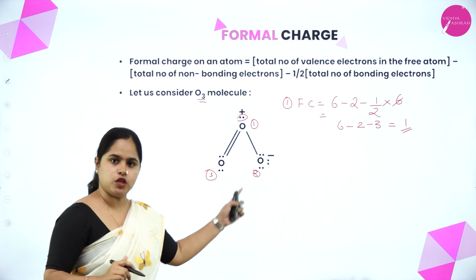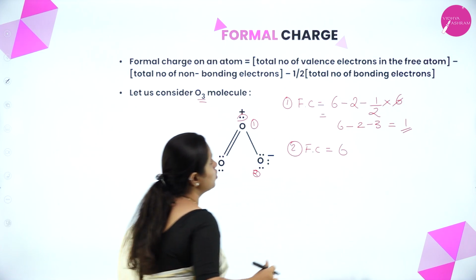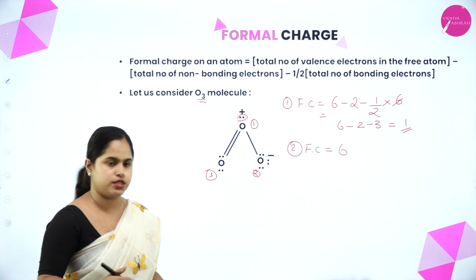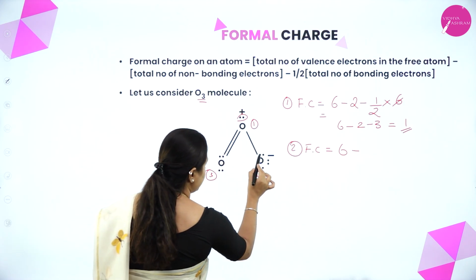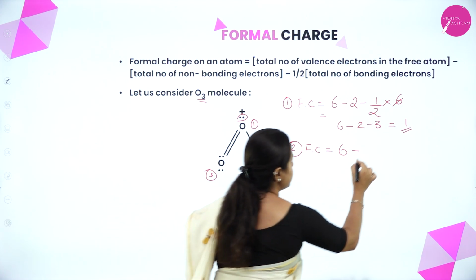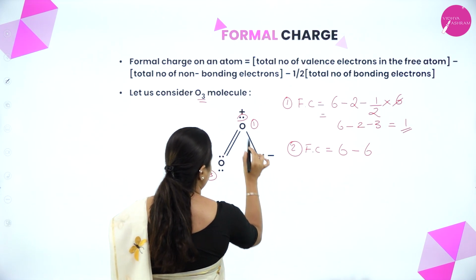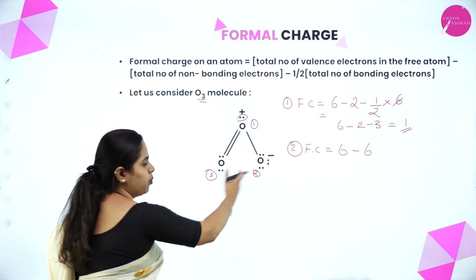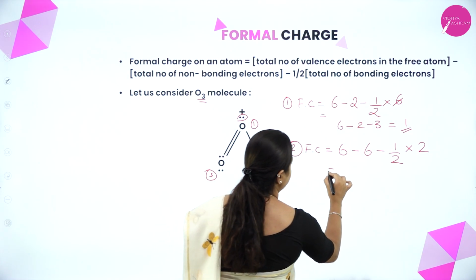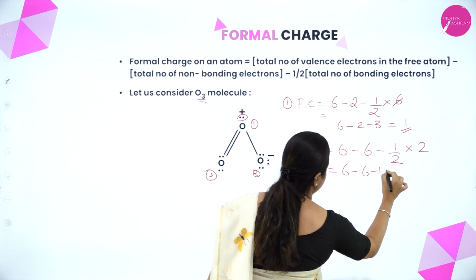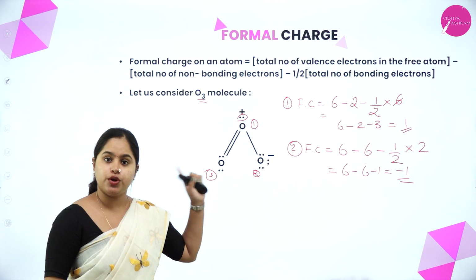Clear? Now what about this oxygen atom? We are moving to the second oxygen atom. The formal charge is equal to the total number of valence electrons in the free atom, which here is also 6, minus the total number of non-bonding electrons. As you can see, 1, 2, 3, 4, 5, 6 non-bonding electrons, that is lone pairs. And the bonding electrons: this shows only one bond, it is not bonded to any other oxygen, so it is 1 by 2 into 2 electrons. That means 6 minus 6 minus 1, which gives a -1 charge. So this oxygen atom contributes a -1 charge.